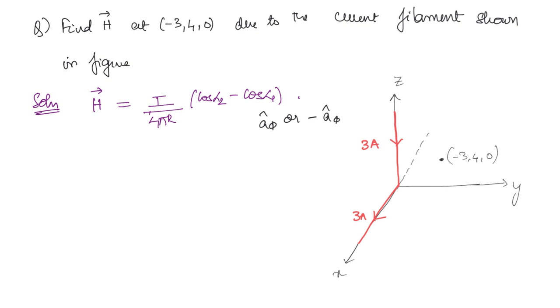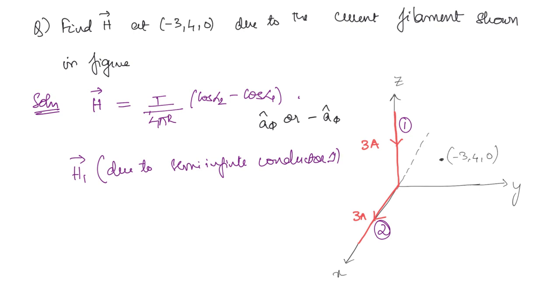We will take the first conductor, and we will find the magnetic field first due to this conductor. So let us name this conductor 1 and this conductor 2. H1 bar will be only due to the semi-infinite conductor 1. So we will have to find out what is r, what is alpha 2 and what is alpha 1.